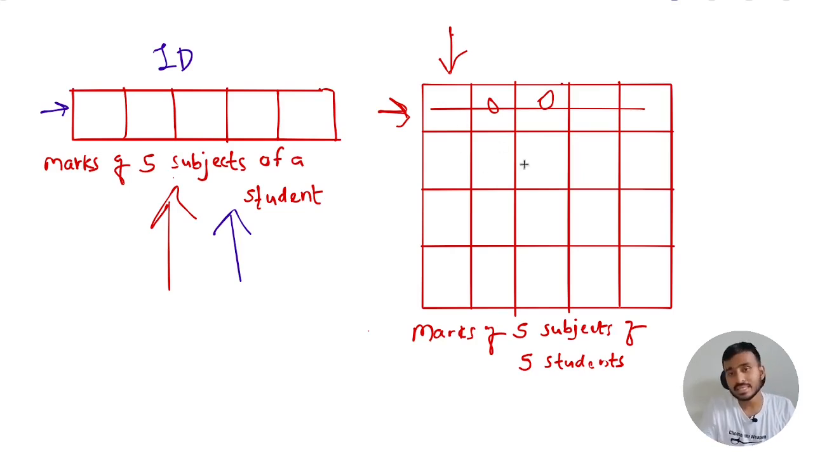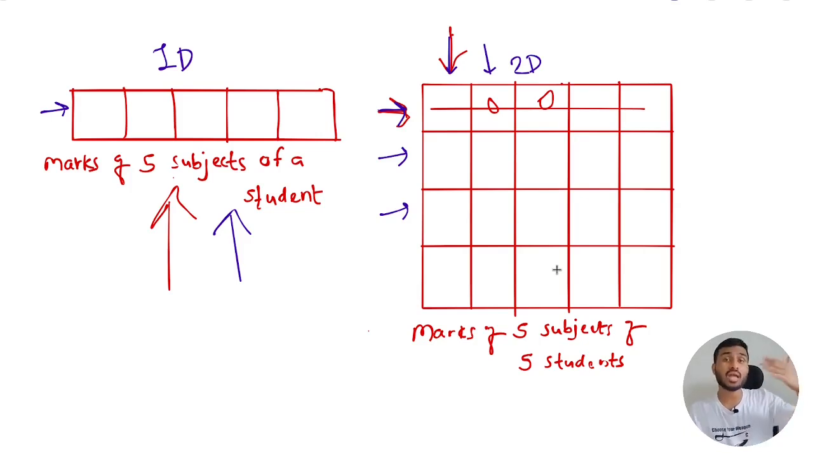Now this array over here is a two dimensional array. Why is it two dimensional? Because it has multiple rows plus multiple columns. So whenever your array looks like a table, it is called a two dimensional array. Whenever your array has more than one row, it is a two dimensional array. Whenever your array has only one row and multiple columns, it is called a one dimensional array.